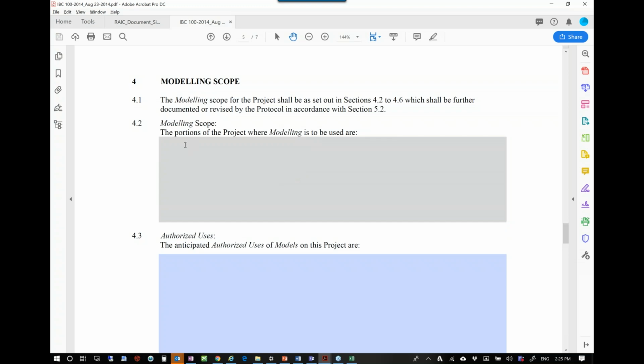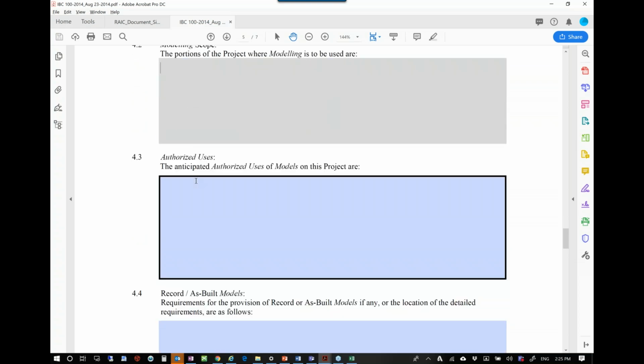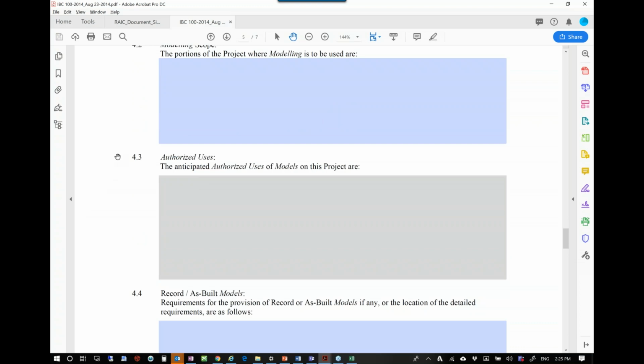So this is that wheel of BIM. Visualization, design authoring, design review, clash detection, cost estimating, scheduling, spec integration, asset management. What's it to be used for? Okay? So what are you using it for? And then what are you authorizing it for use?